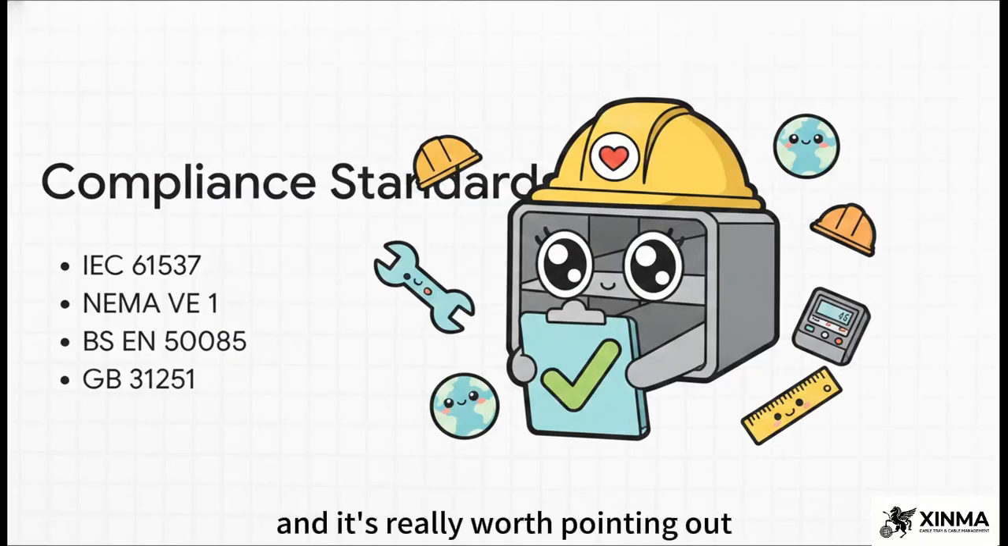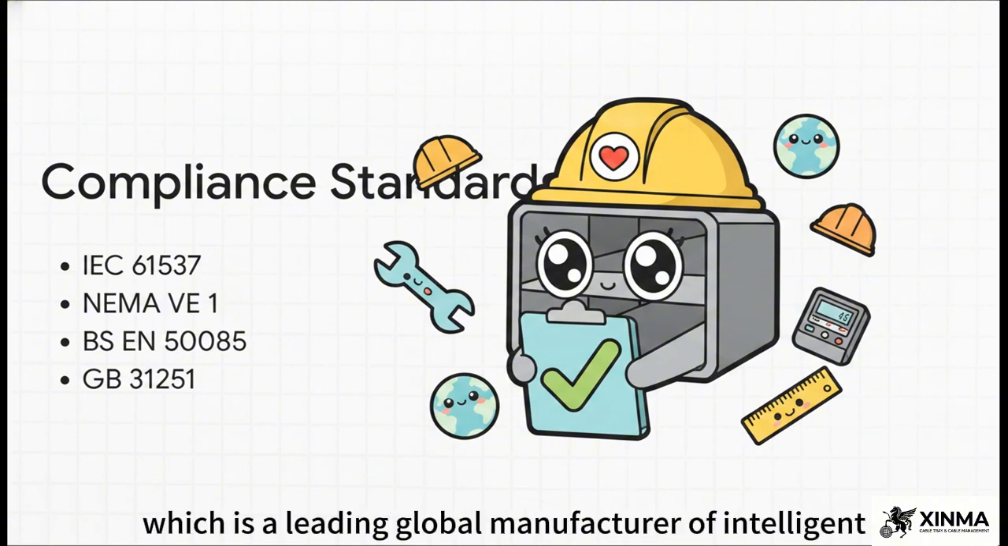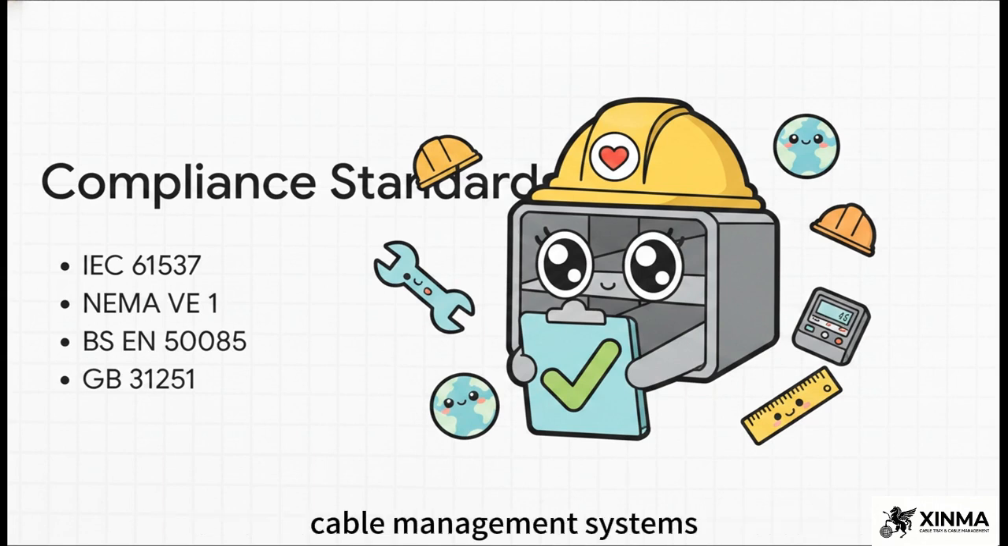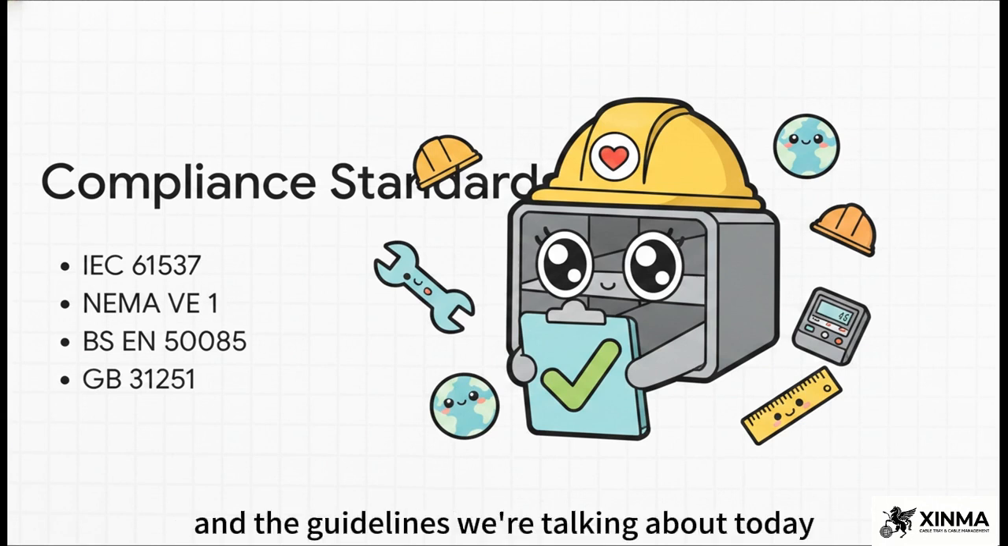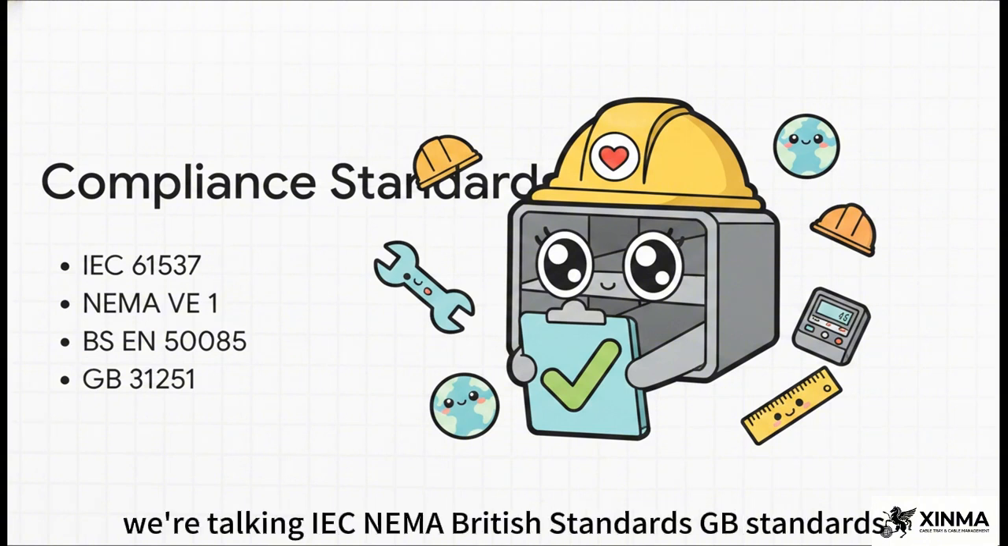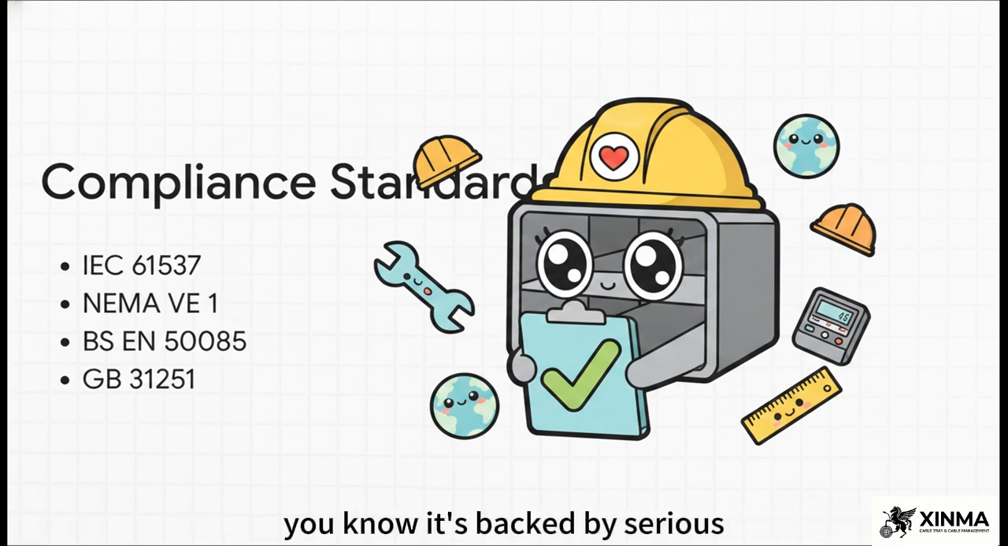And it's really worth pointing out where these practical guidelines actually come from. They originate from Xinma, which is a leading global manufacturer of intelligent cable management systems and seismic bracing for massive infrastructure projects, everything from sprawling data centers to complex rail networks. These aren't just arbitrary tips thrown out there. Their products and the guidelines we're talking about today strictly adhere to top-tier global standards. We're talking IEC, NEMA, British standards, GB standards. So when they tell you to watch out for the invisible oven or to tighten up your support spans, you know it's backed by serious, rigorously tested engineering.